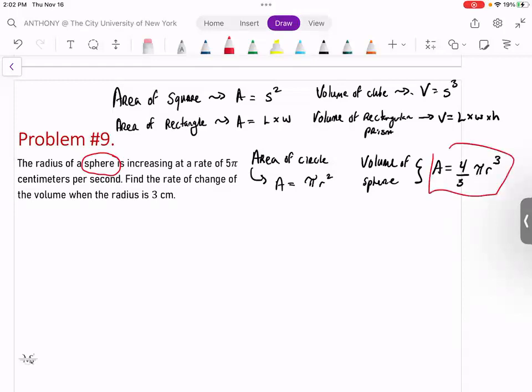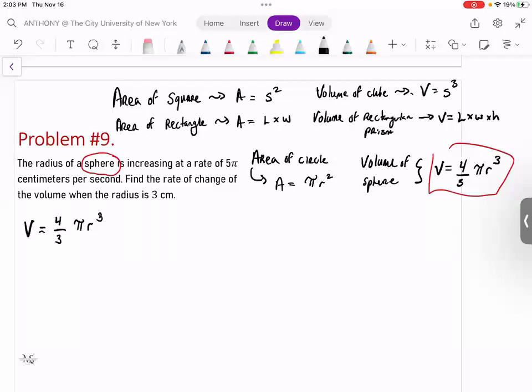Oh, I wrote A. I meant to write V there. Sorry about that. Should have said V. So we have V is equal to 4 over 3 pi r cubed.